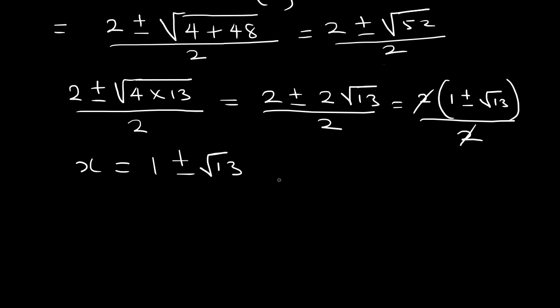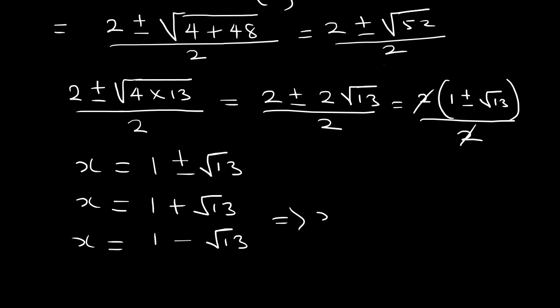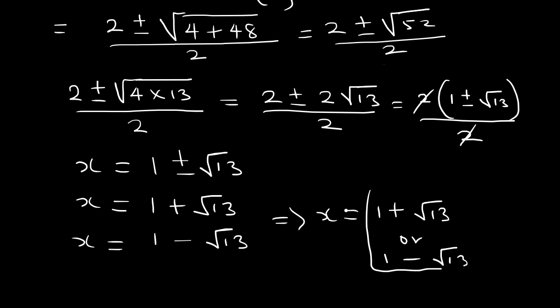Alright, so we have two cases here, plus and minus. The first case, if we use plus, we have that x is equal to 1 plus root 13. And if we use the second case, we'll have that x is equal to 1 minus root 13. So we have that x is equal to 1 plus root 13 or 1 minus root 13, which corresponds to the roots given.